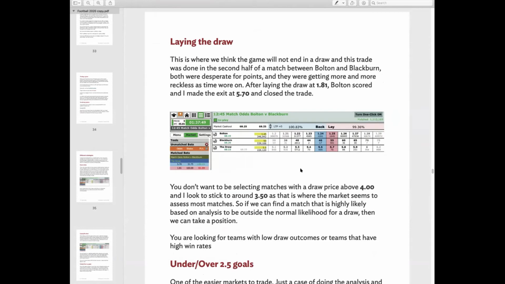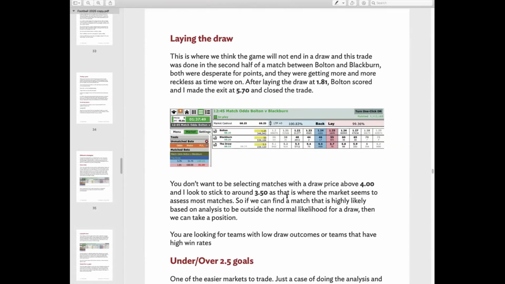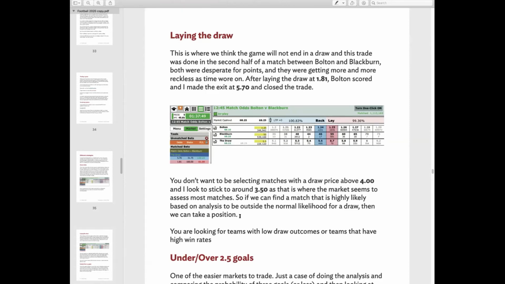So you don't want to be selecting matches with draw prices above 4. Because as Craig will know, we've done a couple recently where we've taken on high liabilities in them, and when they come unstuck, it's a bit painful. So I tend not to lay games with the draw price above 4. Try and stick to around 3.50. The market seems to assess most games around 3.50.